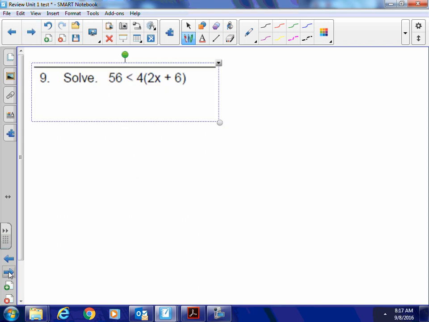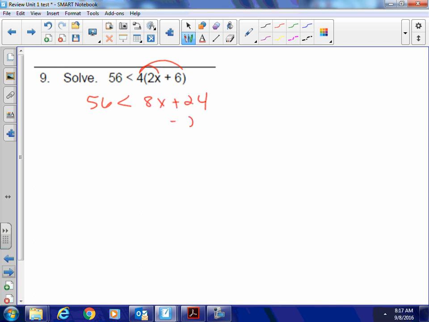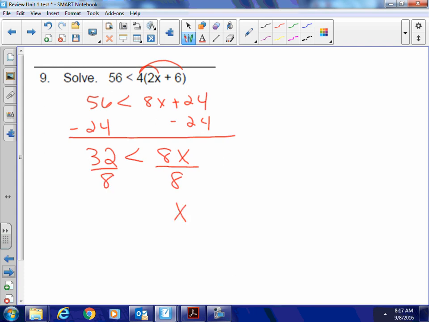All right, let's solve this next one. I need to distribute that 4 to both terms on the inside. And I've got 56 is less than 8x plus 24. Let's subtract 24 from both sides. And when I do, I've got 32 is less than 8x. Divide both sides by 8. And I've got that x is greater than 4. Notice I'm reading that backwards. I could rewrite it. The x first, the 4 next. The 4 needs the pointy end. Either way, it says x is greater than 4.